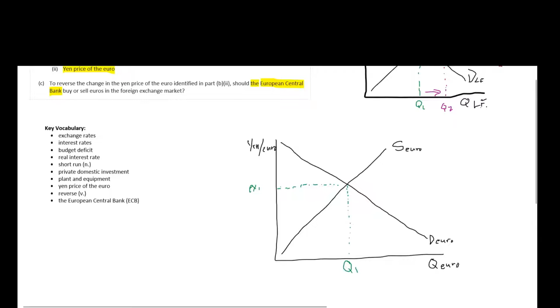Then you're going to draw a shift in the supply curve. Okay, we know that holders of euros are going to supply euros in order to buy those yen so that they can buy those assets. They can purchase those Japanese assets that have the higher interest rate. So to do this, they're going to have to first sell their euros to buy the yen. So we're going to see a shift here. We'll call this S Euro 1.